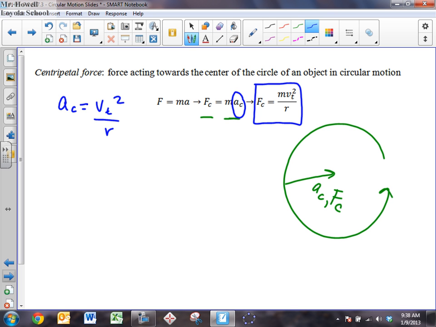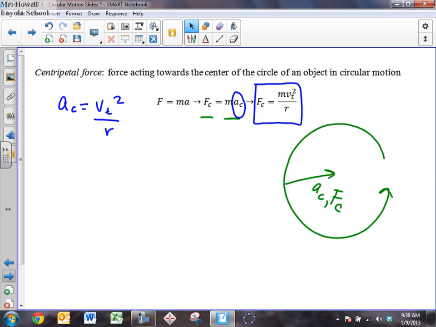Are we all clear as to what I'm saying right now? Sure. So again, you're not going to be given the formula that's boxed in here, but you do know F equals ma, and you know that the acceleration is v_t squared over r. So go ahead and substitute in when you're on the test, and you'll derive the other formula. Okay? Now, with that said, let's go ahead and look at some examples.